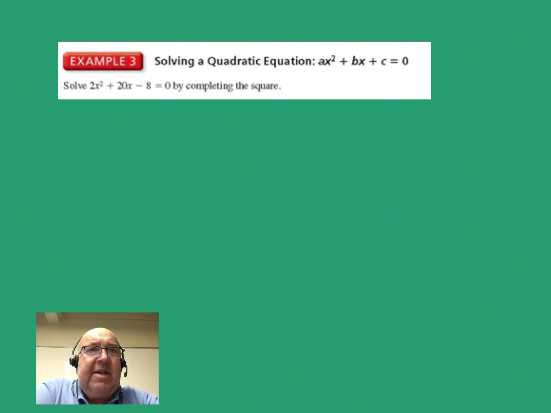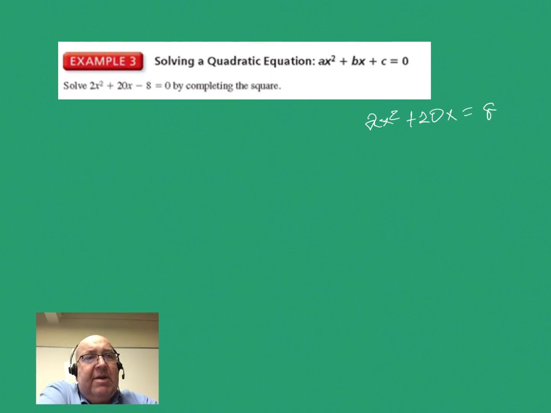Okay, so now we have negative 8 on the same side. What we're going to do is move that to the other side of the equal sign. Also notice that we have a number in front of our first term, which isn't a perfect square, so we're going to have to make it a perfect square. So we have 2x squared plus 20x, and I'm going to move the 8 now, equals 8. We're going to divide everything by 2. So we're going to get x squared plus 10x.